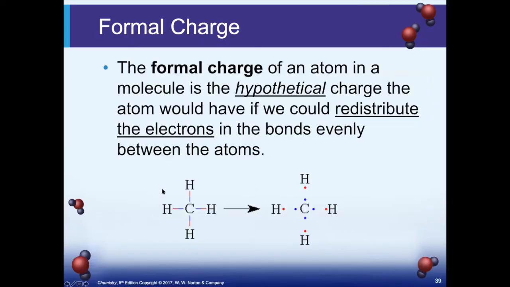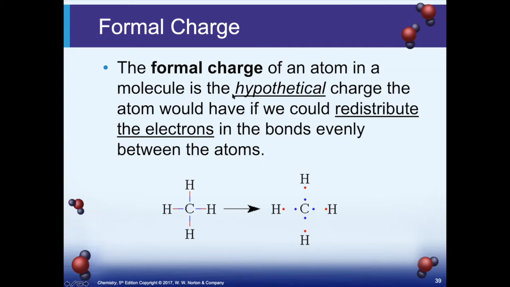Okay, so the next topic we want to move on to is formal charge. So what is it? Formal charge is a way to do some more accounting. It's for accounting purposes. It's defined as the hypothetical charge the atom would have if we could redistribute the electrons in the bond evenly between the atoms. Okay, so it's a hypothetical charge. It's not real. It's just kind of a method of accounting.